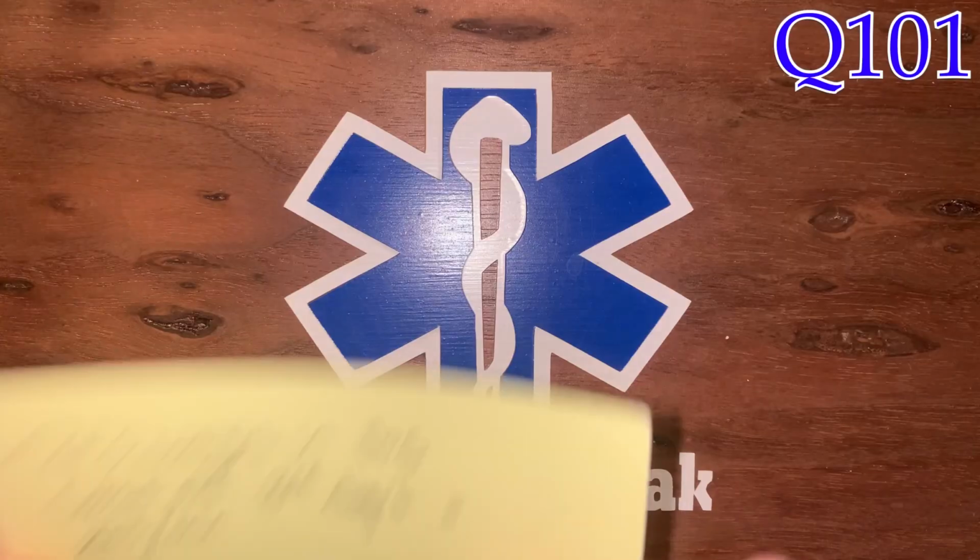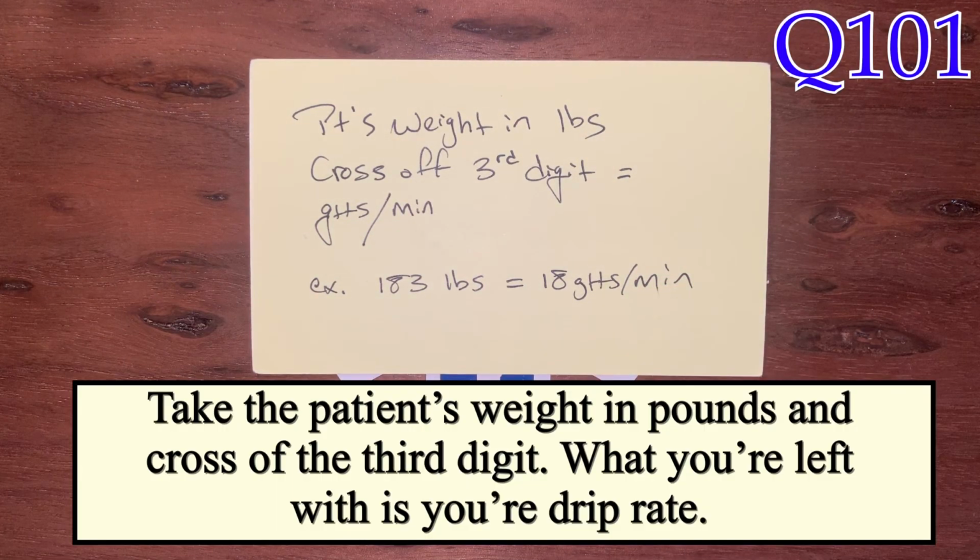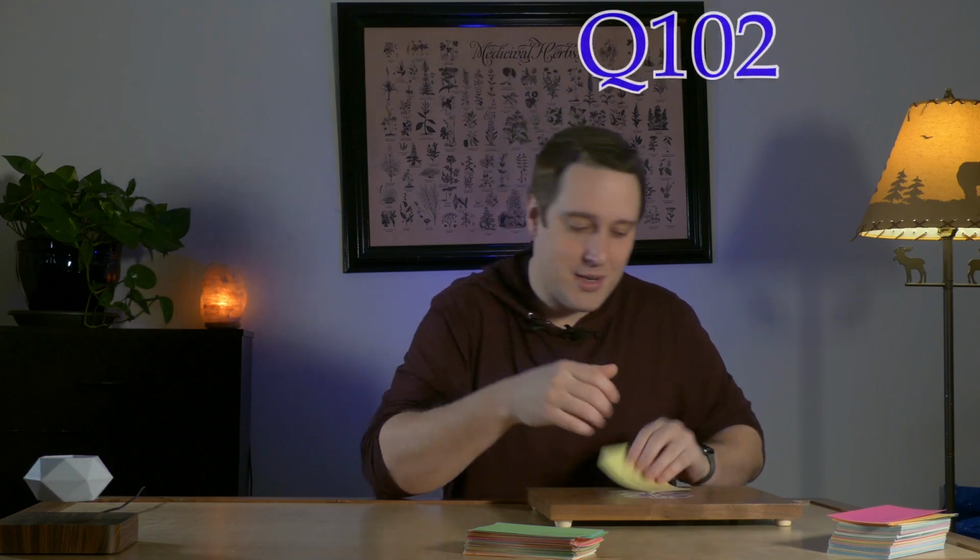So the Duggan formula is a quick and effective way of calculating your drip rates for your dopamine infusions when using 400 milligrams in a 250 cc bag of normal saline. In order to use the Duggan formula, you need to know the patient's weight in pounds and then cross off your third digit. For example, if you have a patient that is 183 pounds, you cross off the third digit and you're left with 18 drops per minute. Moving on to question 102.